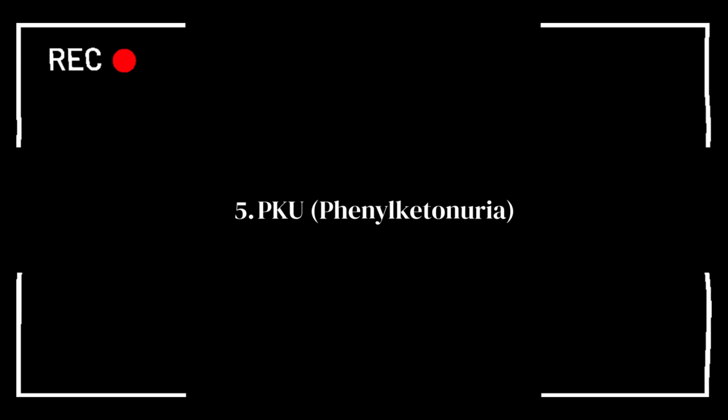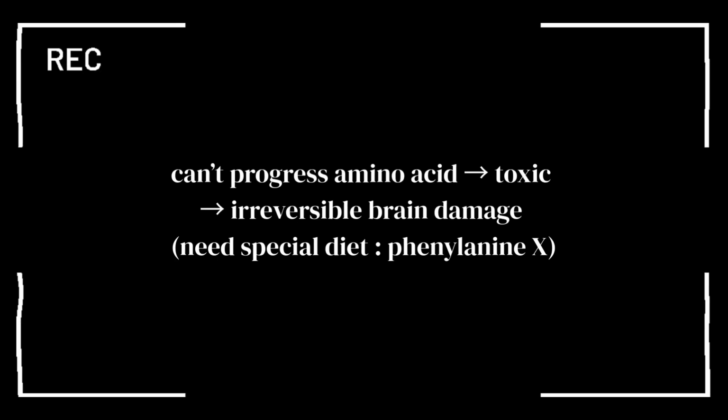Finally, let's talk about PKU. PKU stands for phenylketonuria. This condition occurs when the body cannot properly process an amino acid called phenylalanine. Normally, phenylalanine is broken down by enzymes. But in people with PKU, the enzyme needed to process it does not work properly. As a result, phenylalanine builds up in the body.